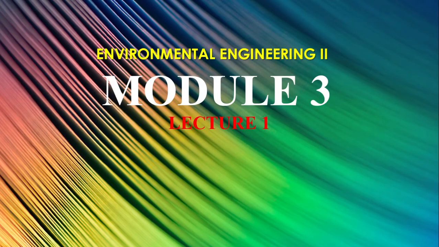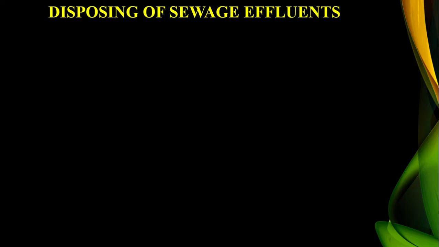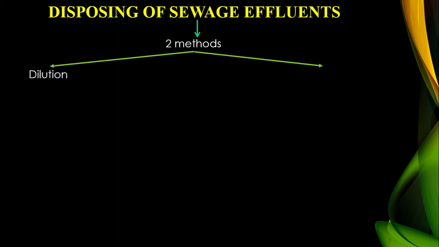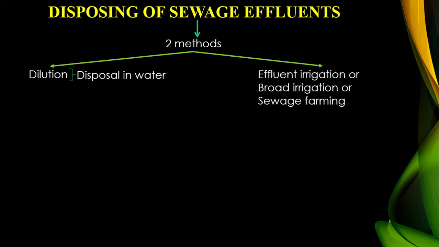This is Lecture 1 of Module 3. Disposing of the sewage effluents. There are two general methods of disposing of the sewage effluents. First one is dilution, that is, disposal in water. Second one is effluent irrigation or broad irrigation or sewage farming, that is, disposal on land. Out of these, disposal by dilution is more commonly used. We are going to see them in detail.